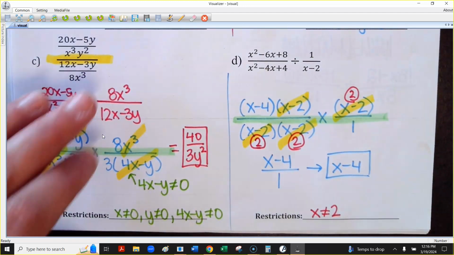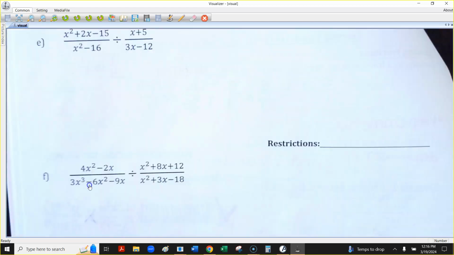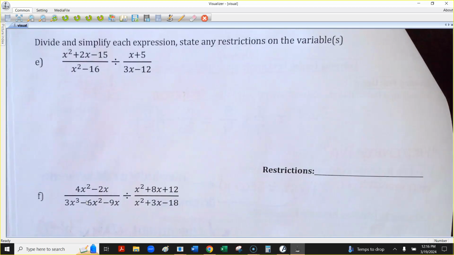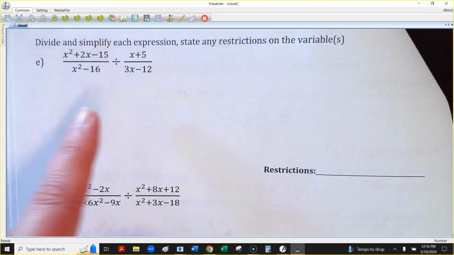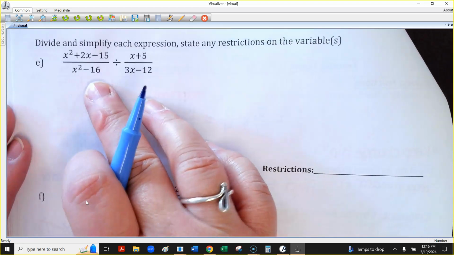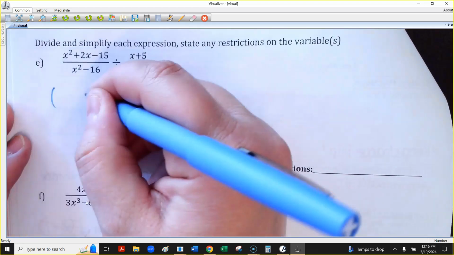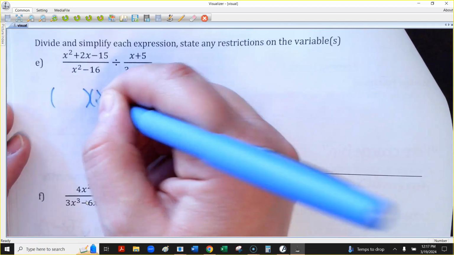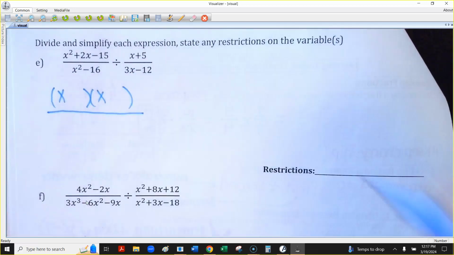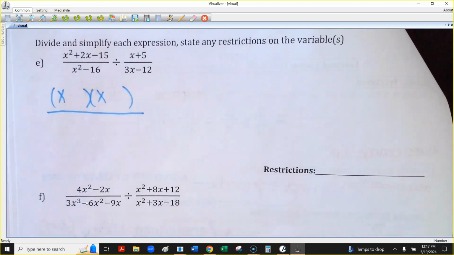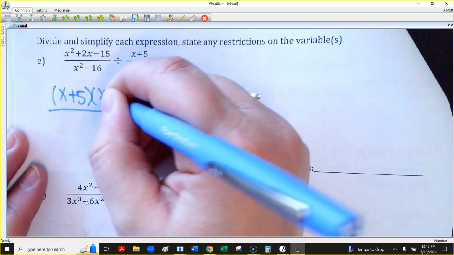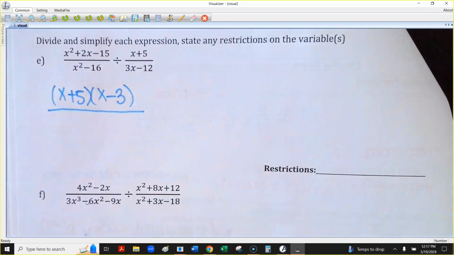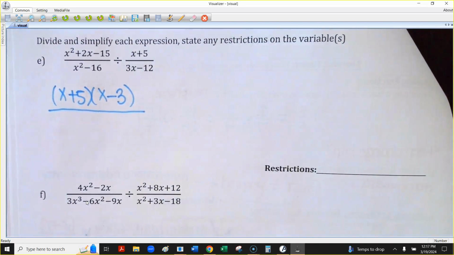All right, I'm going to try one that's got a little bit more factoring to it. This one's got a couple different types. So the top is a normal one: tell me two numbers that multiply to get you negative 15 and add to get you 2. They would both just start with x. 5 and negative 3. So one's x plus 5, one's x minus 3. 5 times negative 3 is the negative 15, and 5 plus negative 3 is the 2.